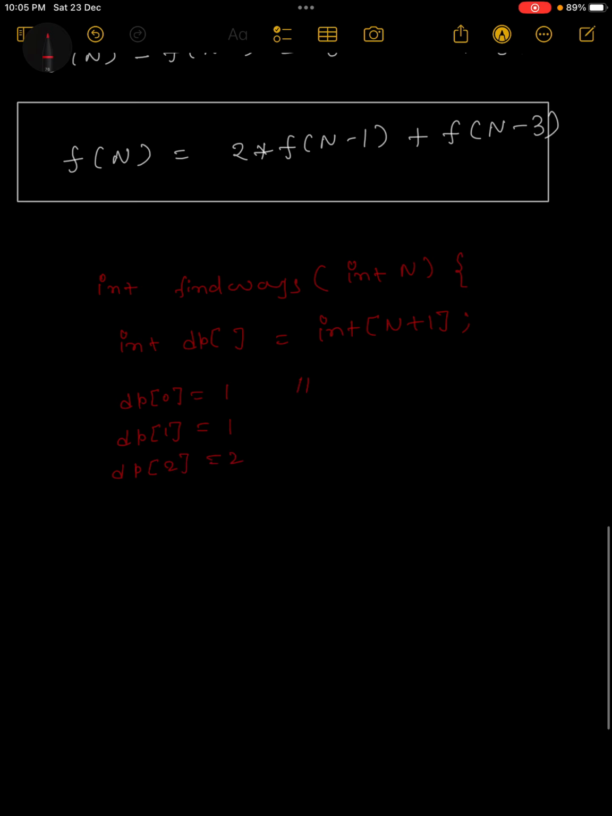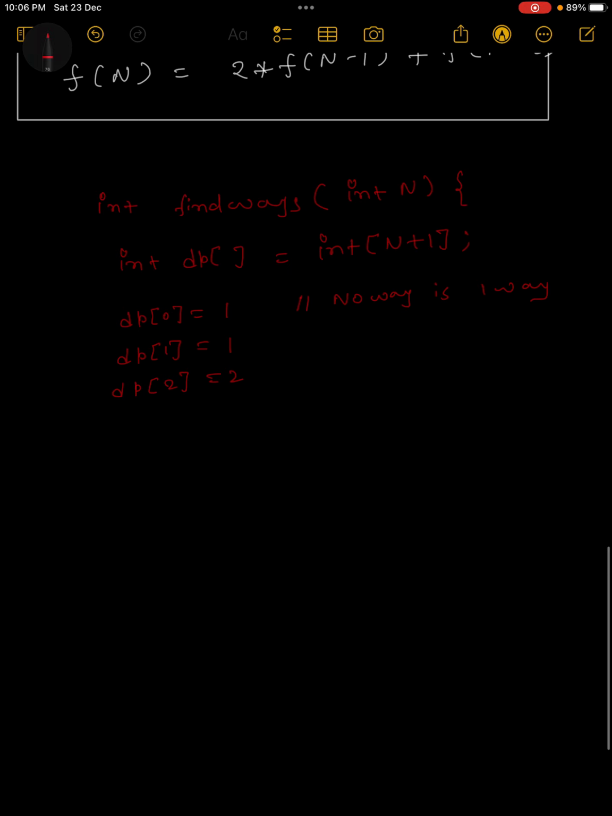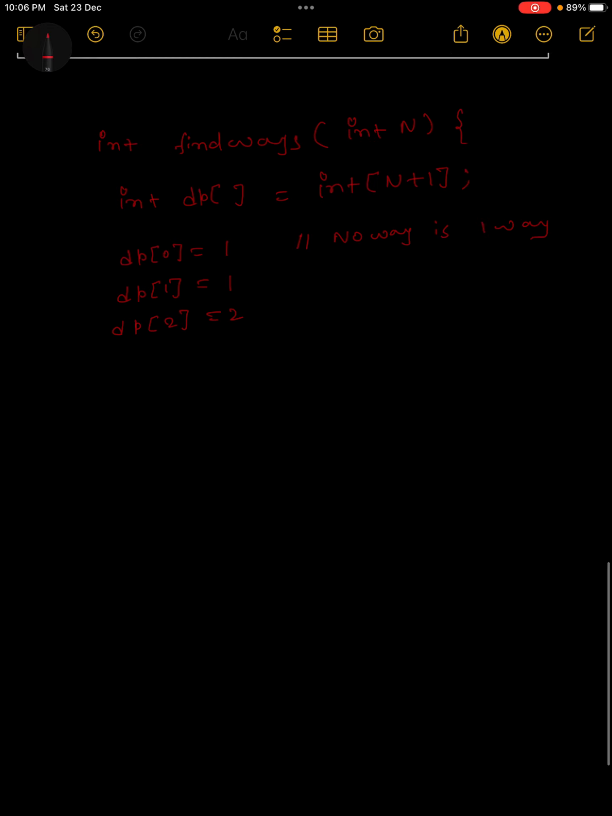DP of 0 would be 1 because no way is also a way. What does 0 signify? It signifies the ways to tile a 2 cross 0 area. There is no area, so no way is one way. That is why DP0 is 1. DP1 signifies tiling a 2 cross 1 area, and there is only one way, using one vertical domino. DP2 is equal to 2. Why? Two horizontal dominoes, or two vertical dominoes.